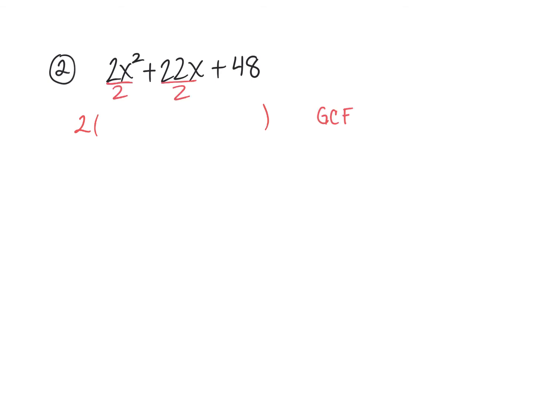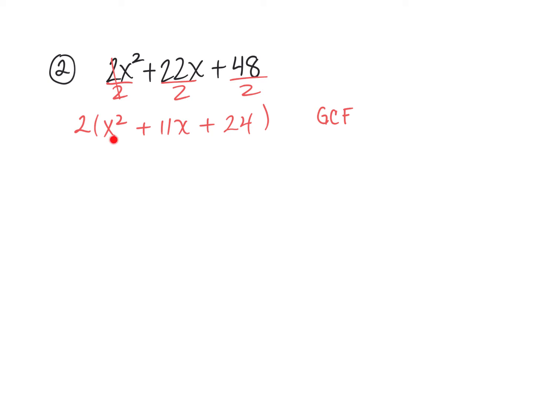Number 2. So factor 2x squared plus 22x plus 48. So first thing we always have to do is check for GCF. If you look at these three terms, it looks like they're all divisible by 2. So make sure you're always checking for GCF first. So we're going to divide out each piece by 2. So 2x squared divided by 2, these cancel. We're left with x squared. 22 divided by 2 is 11x, and 48 divided by 2 is 24.